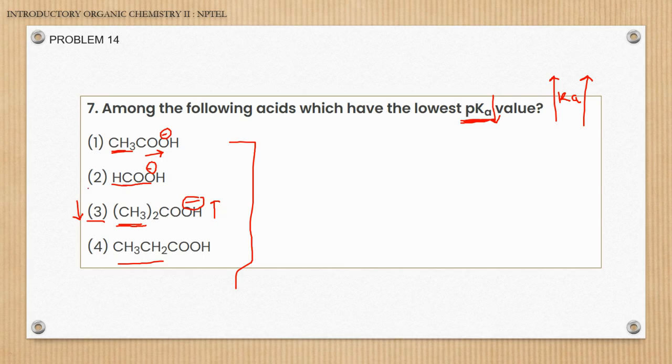So formic acid having the highest Ka value has the lowest pKa value. That means it is the strong acid, having highest Ka and lowest pKa value. So second is the correct answer. So is it clear to all of you the relationship between pKa, Ka, and how it is related to the strong and weak acids? Any questions? Any queries?